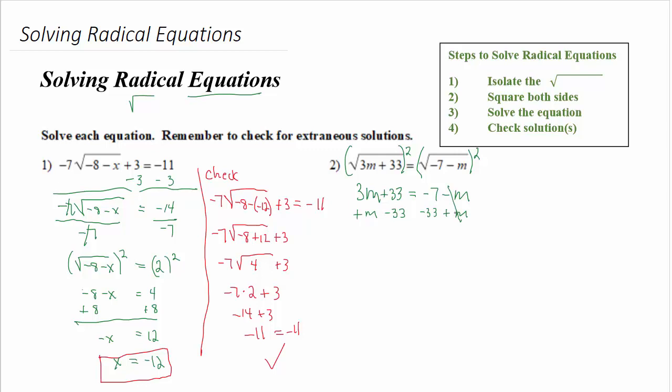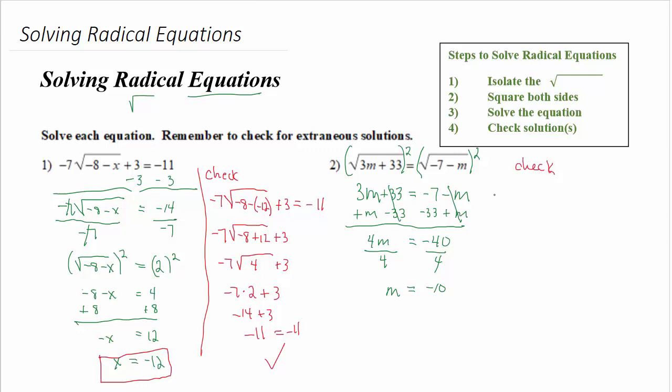So this minus m and m cancel out. The 33 and the negative 33 cancel out. 3m plus m is 4m equals negative 7 minus 33 is negative 40. And finally, divide by 4, and we get m equals negative 10. So now let's go back and check our answer.